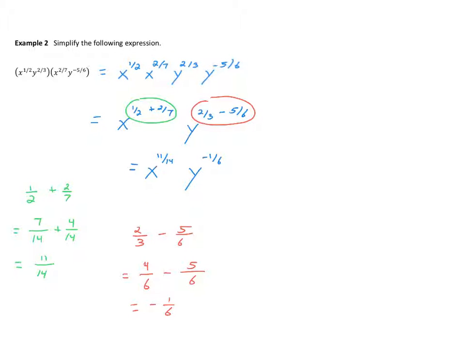And I'm almost done with simplifying this expression. I just see I have a negative exponent. Anytime that you have a negative exponent, in this case, I can put y in the denominator. So I have x to the 11/14 divided by y to the 1/6 power. And that's my final answer.